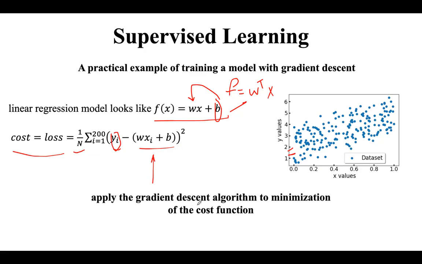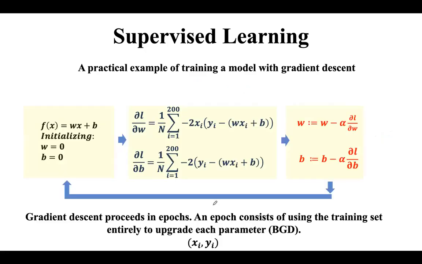So we are going to apply the gradient descent algorithm to minimize this function. I took the derivative of the cost function with respect to W, because we now have two parameters, W and B. So this is our model. We need to minimize with respect to two variables, W and B. Taking the derivative of the cost function with respect to W gives you this one.